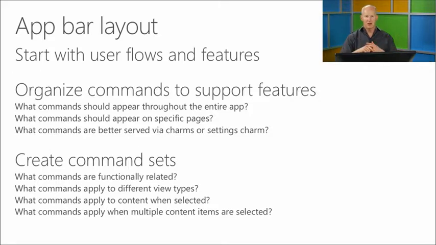And then what commands are contextual? So if I select an item, what commands do I want to show to work with that item? If I select multiple items, what commands should I show? And then, what commands might be better served by moving them off to the settings flyout or something along those lines. Once I've got those commands organized, it's really easy for me to see command sets that I can create and move those to the app bars, right?